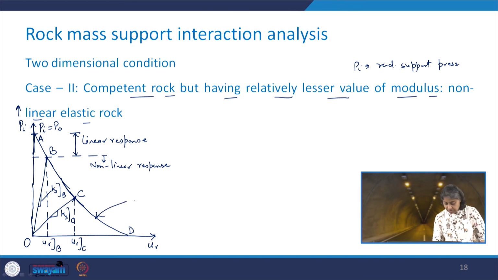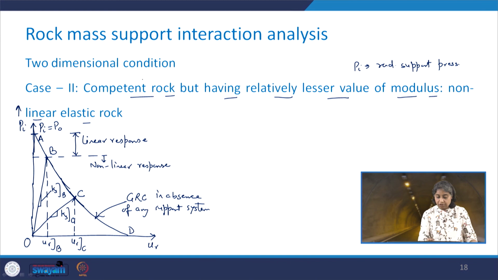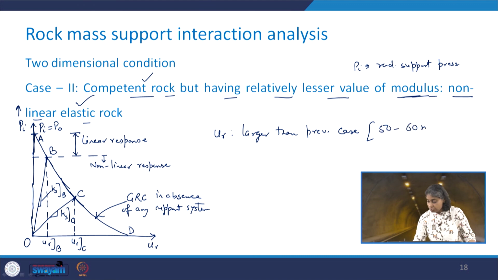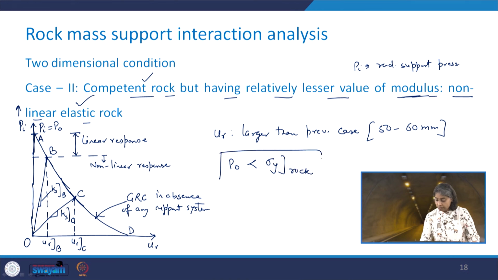Then here this is the GRC, that is the ground response curve in the absence of any support system. We know that because it is a competent rock, but it is having a relatively lesser value of modulus, and therefore it shows a non-linear elastic behavior. So this is how the GRC is going to be. In this case UR is larger than the previous case, which was case 1. Maybe it is of the order of say 50 to 60 mm, and in this case we have the in situ stress to be less than the yield stress of the rock. So this condition is there.